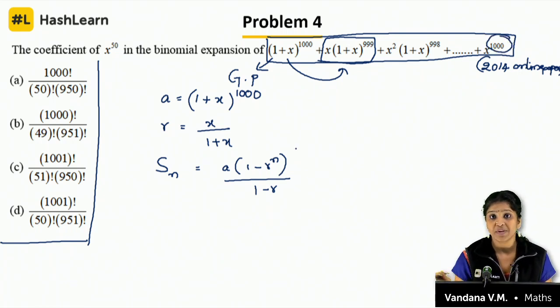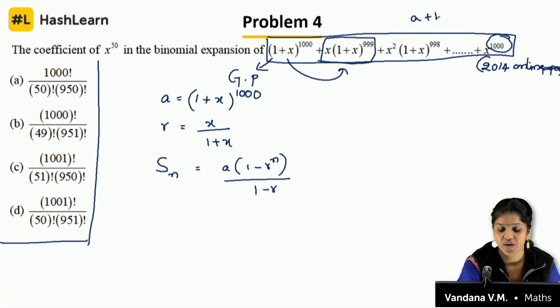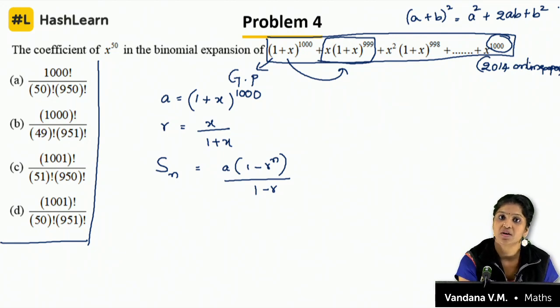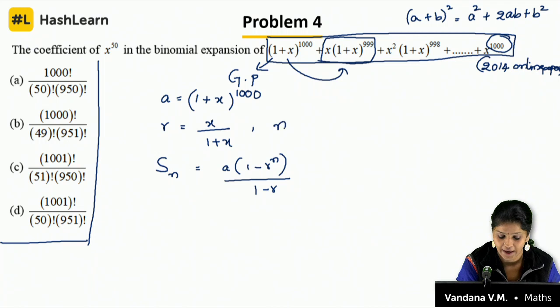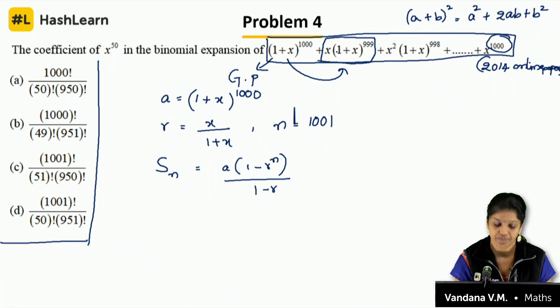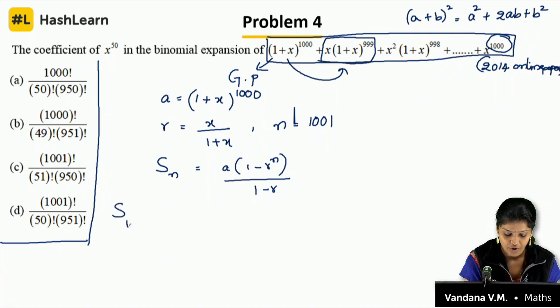If 1000 is the power, how many terms will there be? See here, (a plus b) whole square, how many terms do we get? a square plus 2ab plus b square. So, 3 terms we will have. Here, 1000 means how many terms will I have? I will have 1001 terms. Now, I want the sum of all the terms. How to find the sum of 1001 terms?